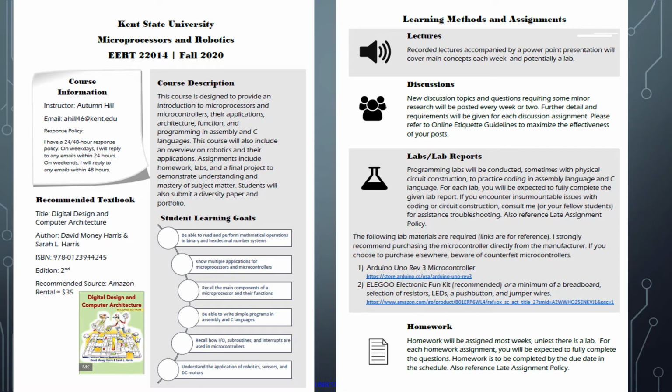So I have what I call a 24-48 hour response policy. What this means is that if you email me on a weekday, I'll respond to you in 24 hours. On a weekend, Saturday or Sunday, I'll respond in 48. So just bear that in mind when you're reviewing your assignments. If you have any questions, try to take a look at those at least 24 hours before they're due, really 48 because they're typically due on Sunday night. That way you allow yourself time for responses to any questions.